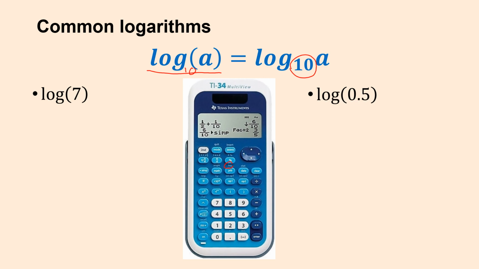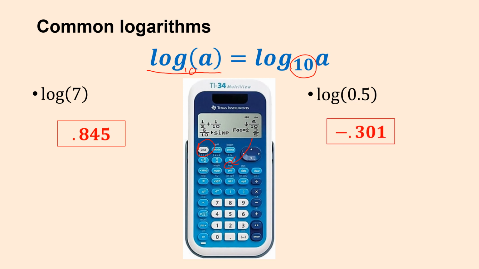If we're asked to find log of 7, we're just going to hit the second key. We're going to hit this log button. We're going to put in a 7, hit enter. We get 0.845. Same thing with log of 0.5. We get negative 0.301.